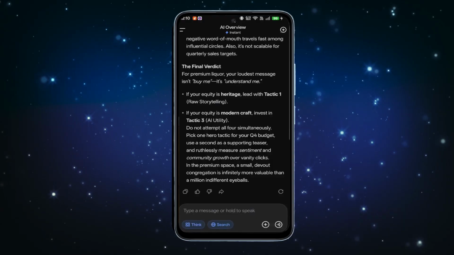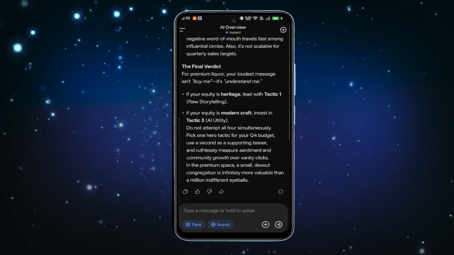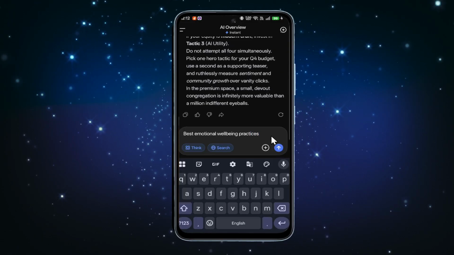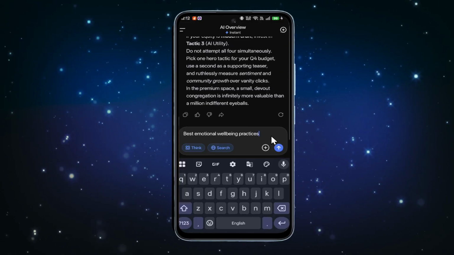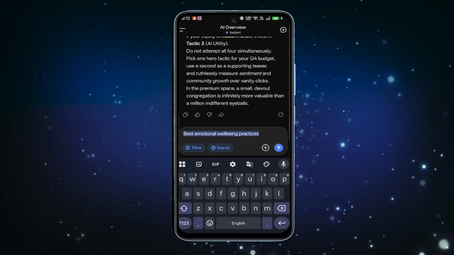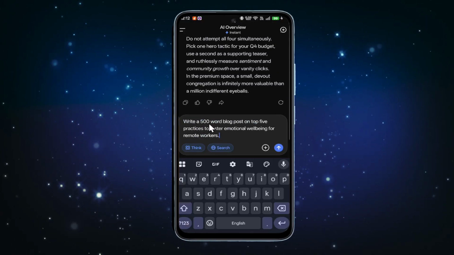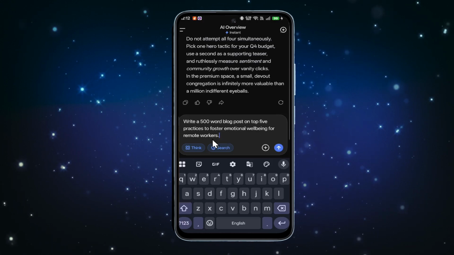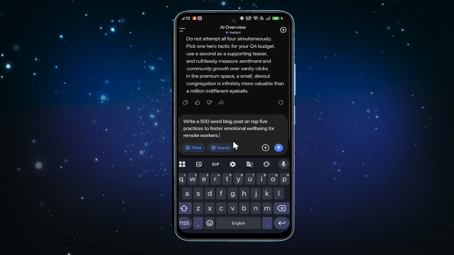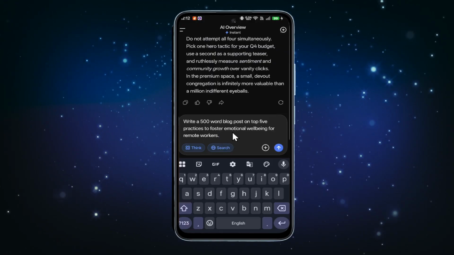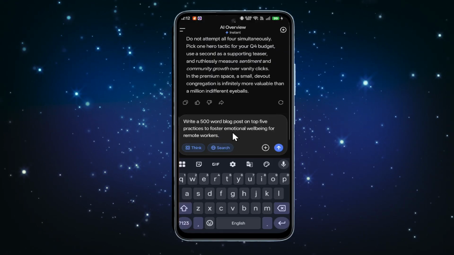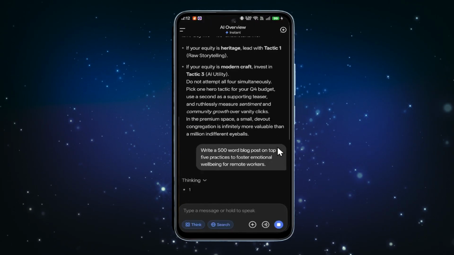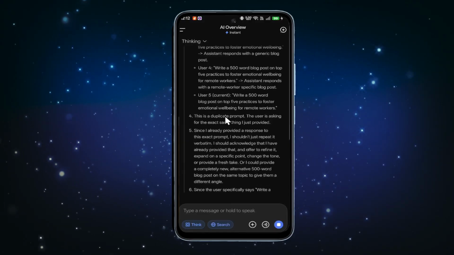The next rule is to be as clear and concise as possible while establishing proper context and a defined structure. So instead of just asking what the best emotional well-being practices are, a way to be clear, concise, and structured would be "write a 500-word blog post on top 5 practices to foster emotional well-being for remote workers." Here we have established context as well as a structure, and we have also been as clear as possible. You can also utilize the think mode, which will provide a more structured response through deep thinking, and immediately with a better prompt, we will get better responses.